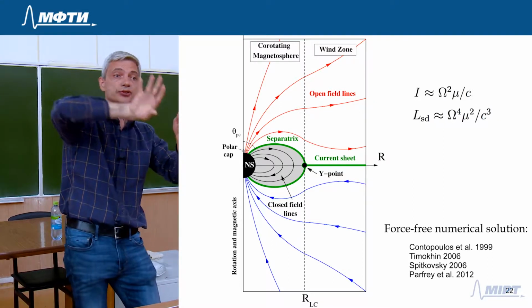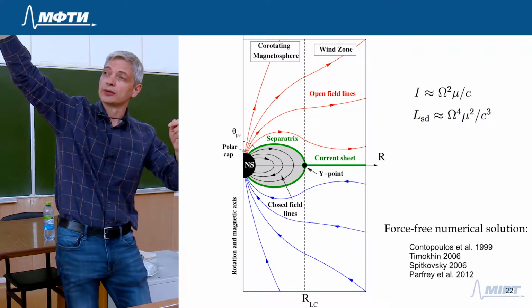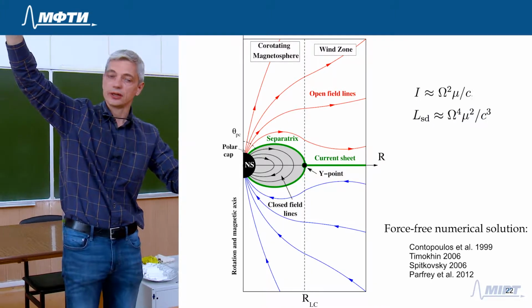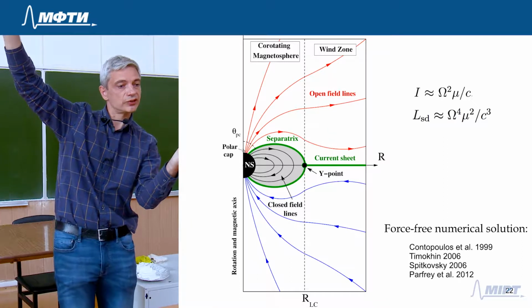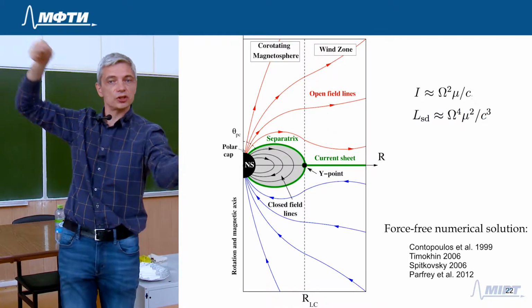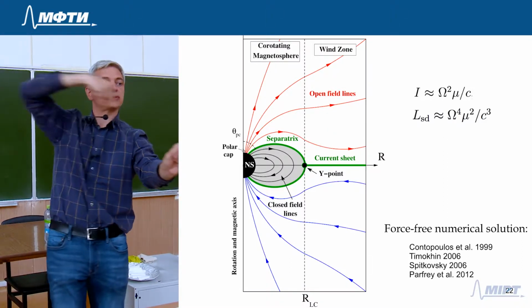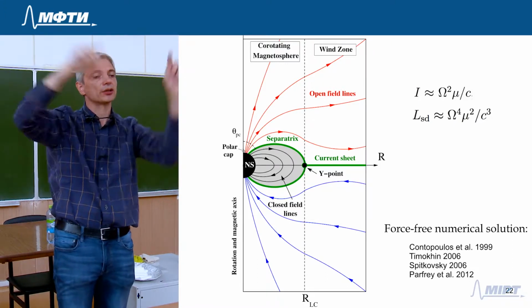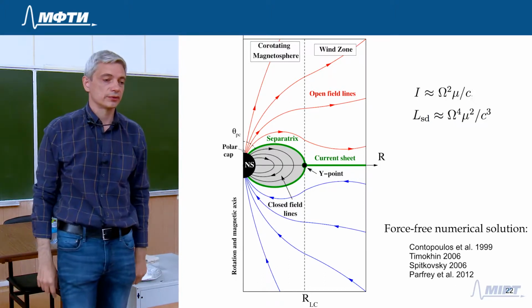There is B-phi because of these field lines, you can think about it this way. The field lines go beyond the light cylinder, and the star is rotating, tries to rotate a bit faster, and it generates this twist. That's why the field lines turn around and they form this helical structure. So there is B-phi, there is poloidal current, and there is B-phi on the open field lines.